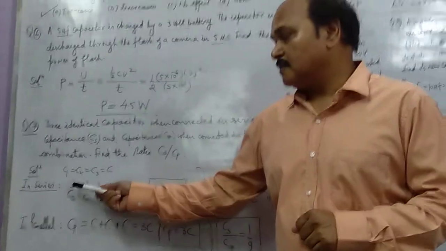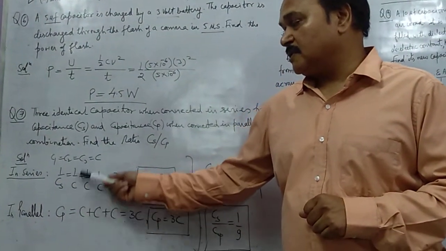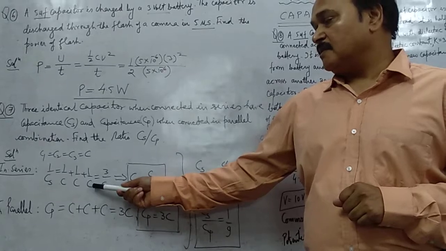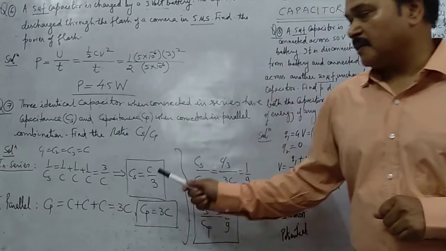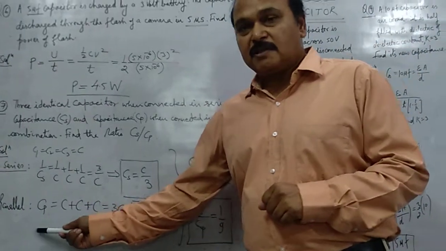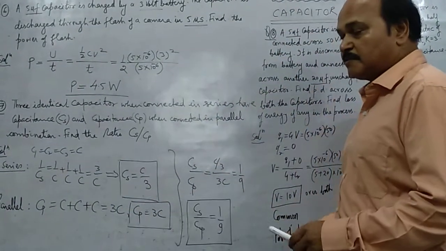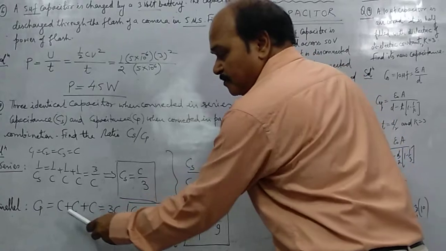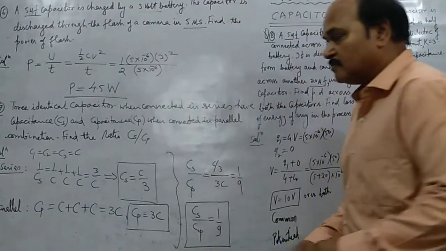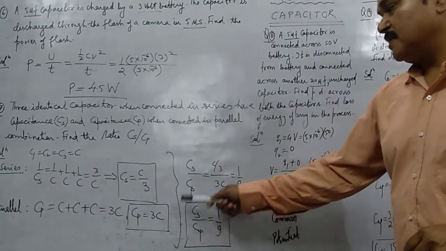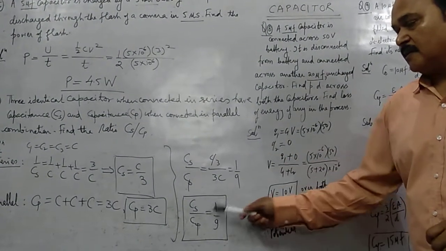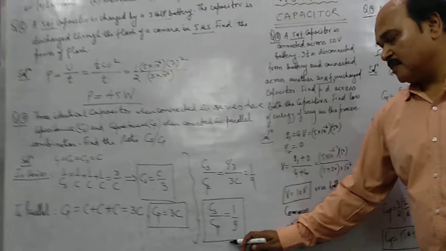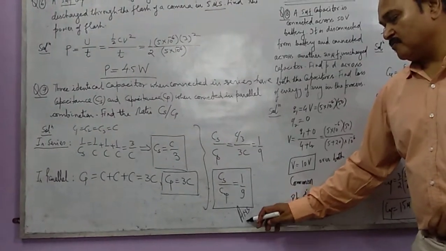Now in series the equivalent is 1 upon C, 1 upon C, 1 upon C. When it comes out to 3 upon C, that means CS is C by 3. In parallel, capacitance is simple sum of the capacitances of the capacitors connected. So it is C plus C plus C, that is 3C. So CS is C by 3, CP is 3C. Find out the ratio, C by 3 upon 3C, C cancels out, 1 upon 9. So 1 upon 9 is the ratio of CS to CP.